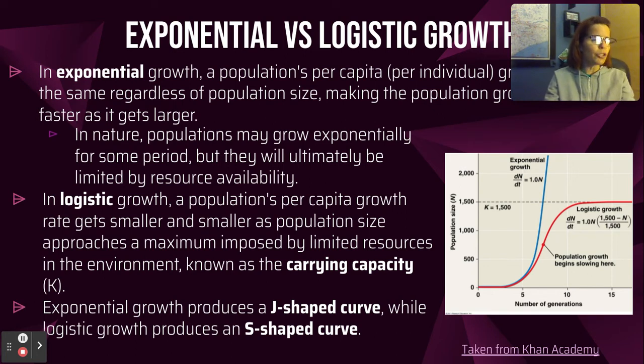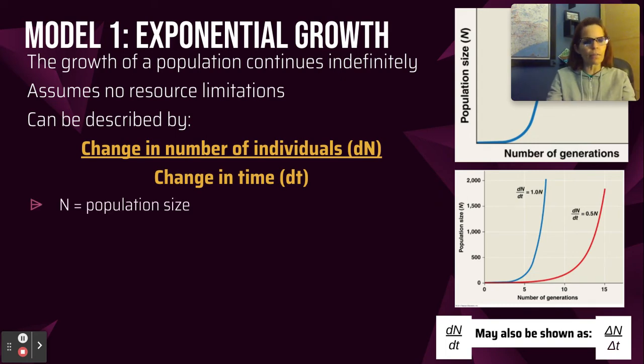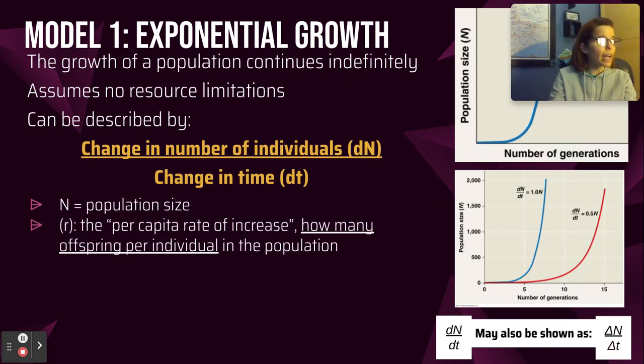You need to be able to do the math on these. So take a look at the two equations. They're right there on the graph. And I'm going to practice them with you here really quickly. So for the math for exponential growth, it is just delta N over delta t. N in this case is the size of the population, t is time, and then r. dN over dt equals r max N. R is the per capita rate of increase.